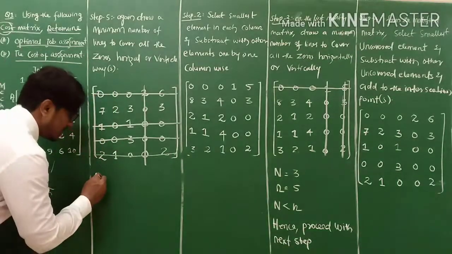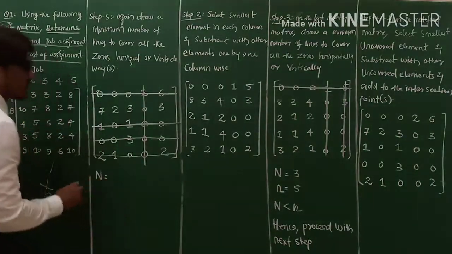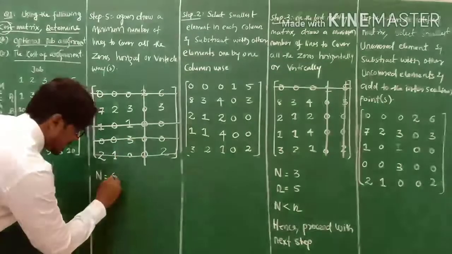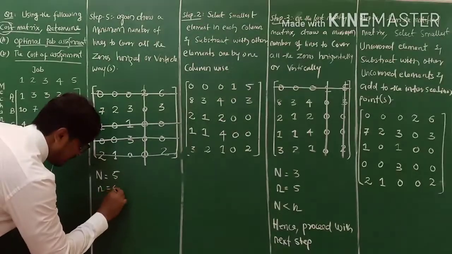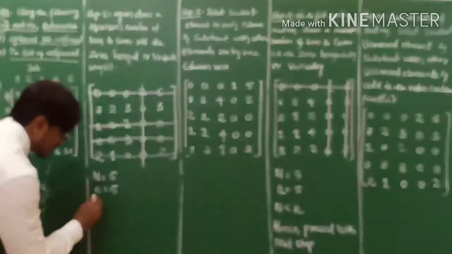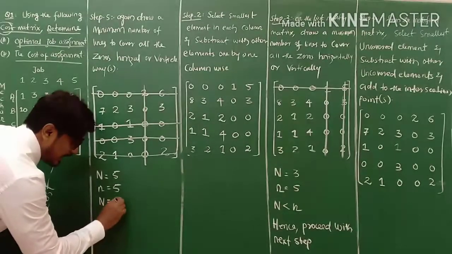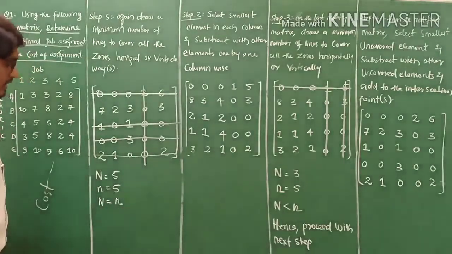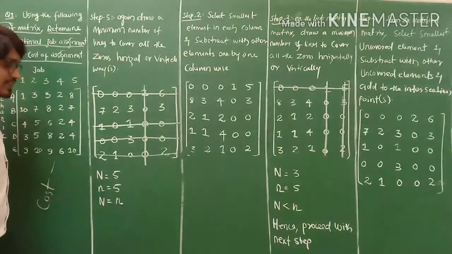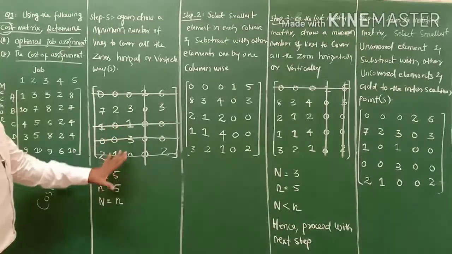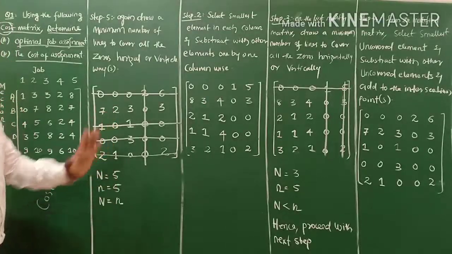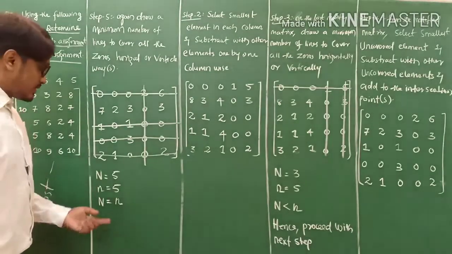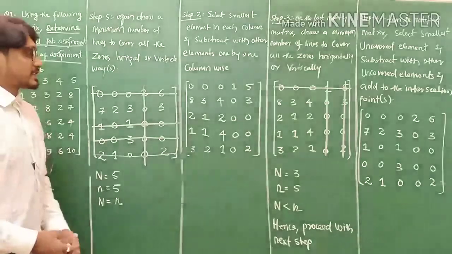So what about here? Capital N equals 1, 2, 3, 4 and 5. Capital N equals 5 and small n equals 5. So N is equal to n. The number of lines equals the order of the matrix, my friends. We should not proceed further, because N is equal to n. The number of lines drawn equals the order of the matrix, my friends.